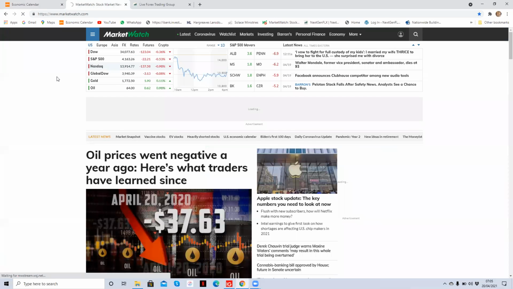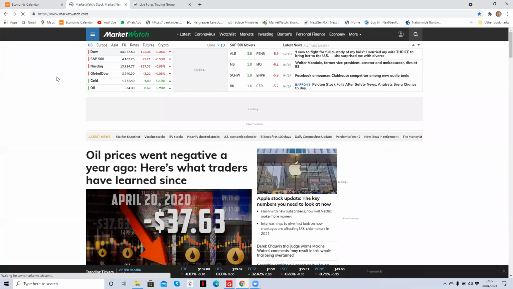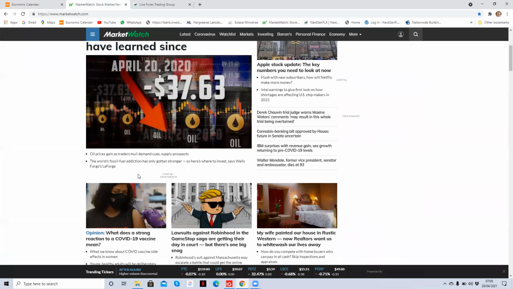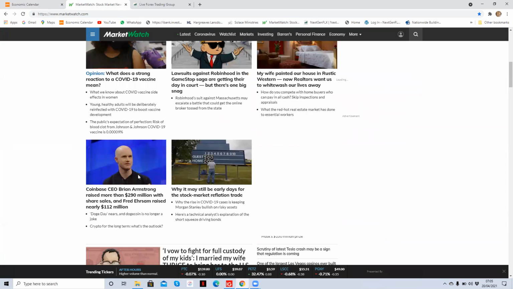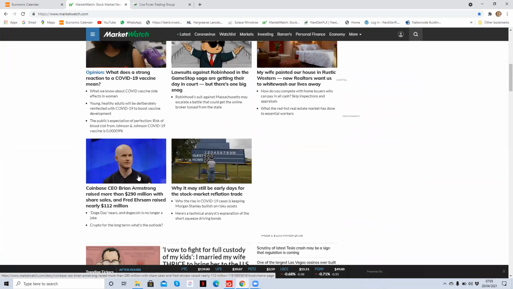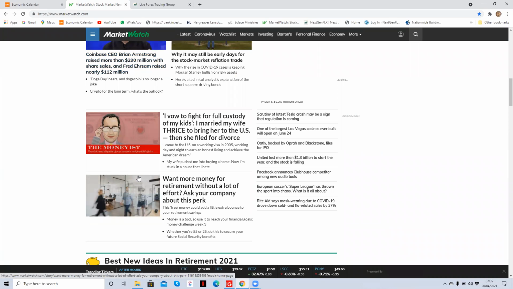And then, of course, you look at Market Watch to see if there's any news that could cause uncertainty in the markets. So there's nothing untoward going on at the moment that will create uncertainty in the global markets. Most of the things that are going on are more to do with the stock market.